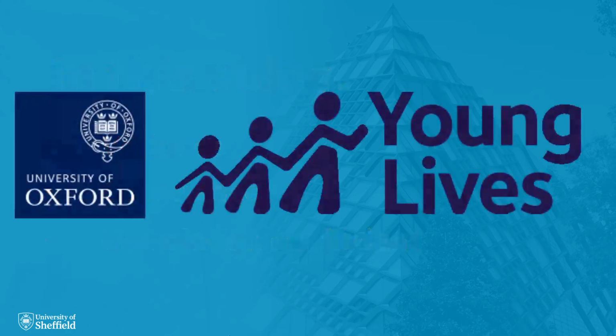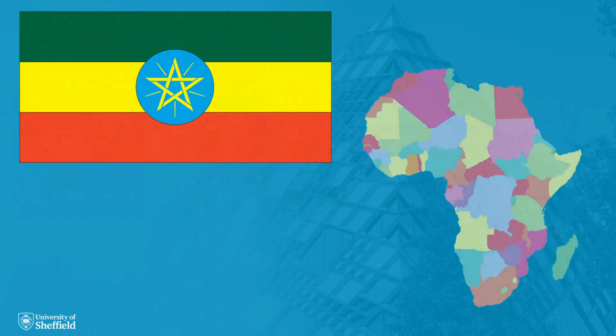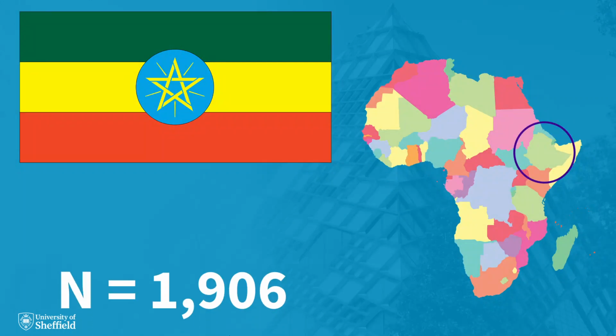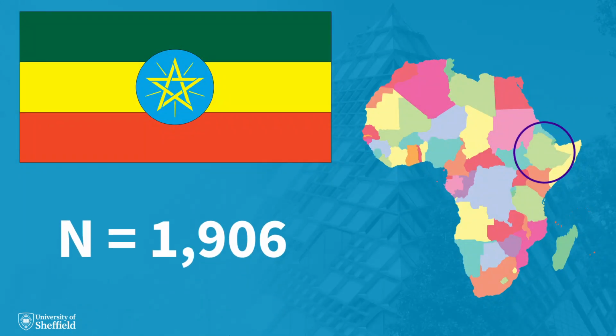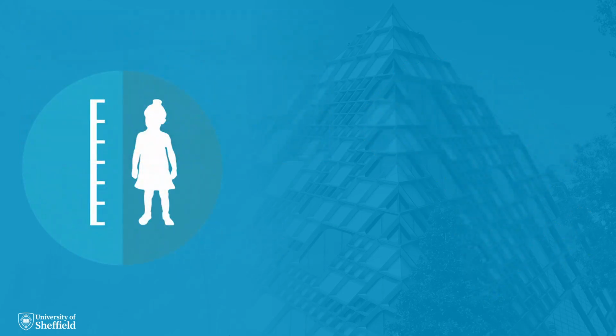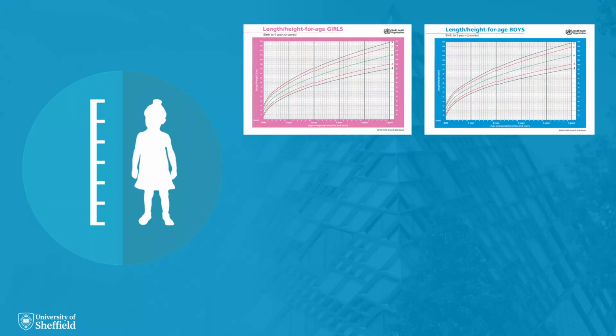Recall from previous videos that I've been using data from the Young Lives study conducted by the University of Oxford. We've been using a sample of 1,906 babies aged between 6 months and 17 months who were living in Ethiopia in 2002. Each of these babies had their height measured, and this was compared to the World Health Organization growth standards to see whether they were big or small for their age, relative to a healthy growth trajectory.